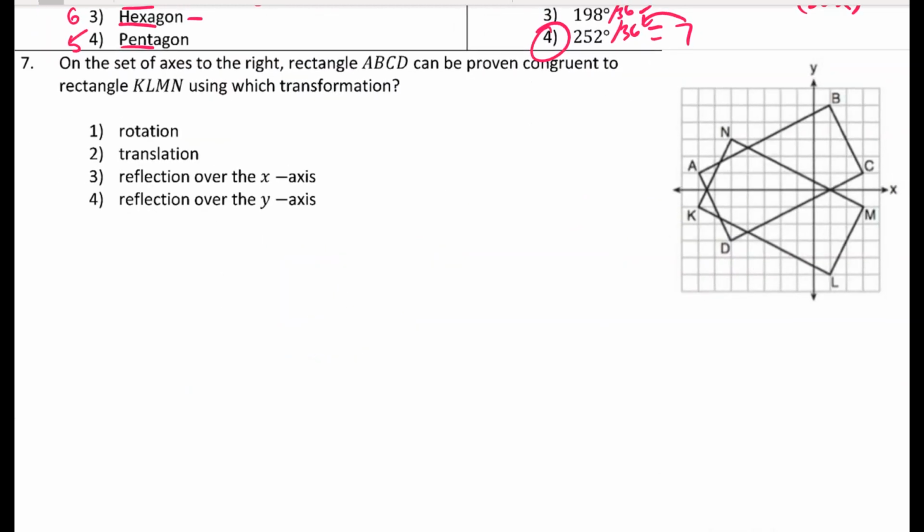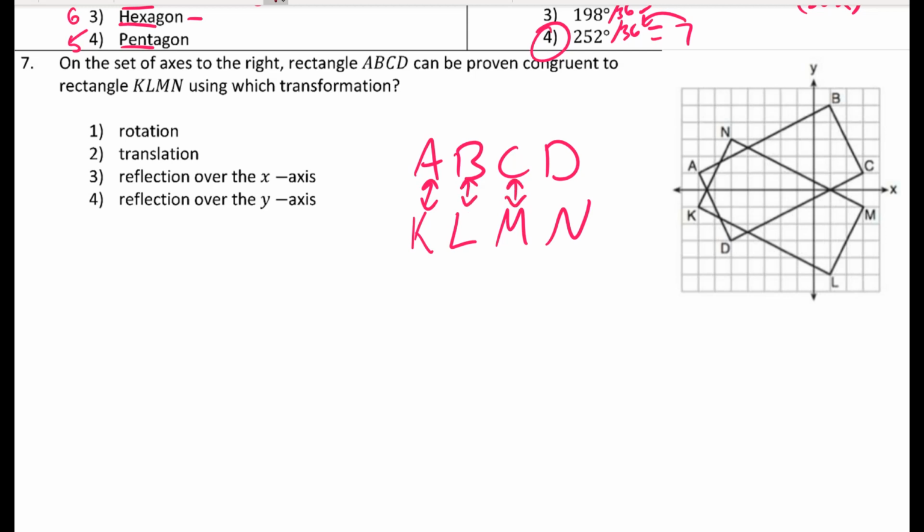Number 7. On the set of axes to the right, rectangle ABCD can be proven congruent to rectangle KLMN under which transformation? Now, this is a tricky one because if you're looking at the picture, you might think, oh, I just rotated it clockwise a little bit. But if I'm looking at rectangle ABCD, and I want to know what proves it congruent to KLMN, that's telling me that A needs to map onto K, B needs to map onto L, C needs to map onto M, and D needs to map onto N.